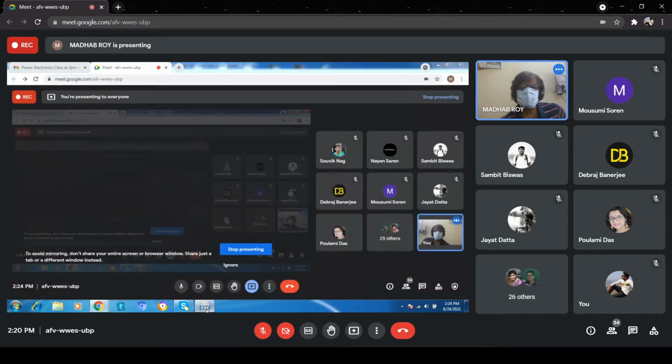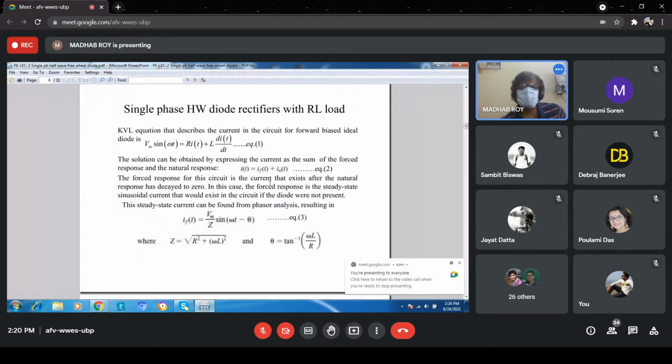Already this is known to you. One is the particular solution, another is the free solution. Taking one solution with the forcing function, and taking another by withdrawing the forcing function, which is the natural solution. Now if we see that it is a forcing function, that means it is after the transient. So it is called the AC circuit.